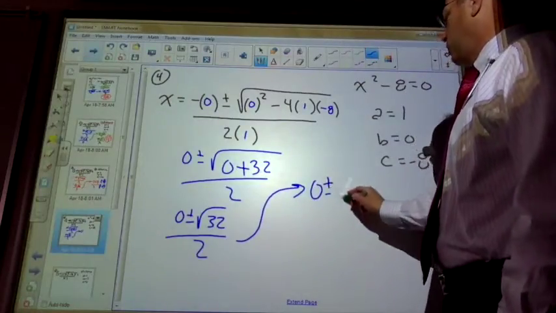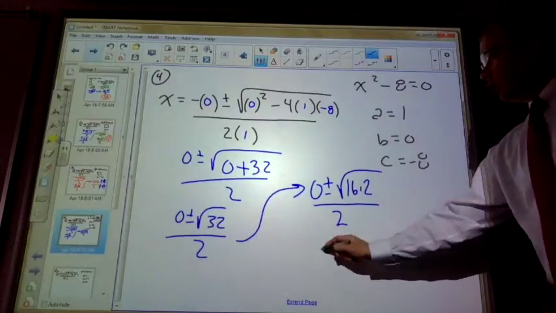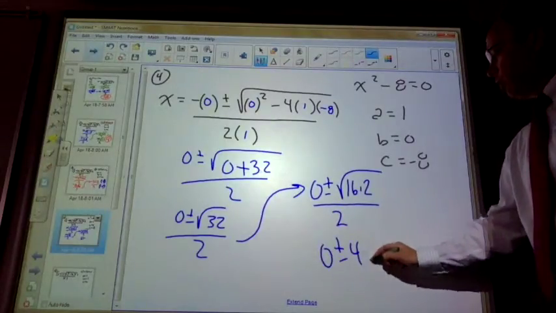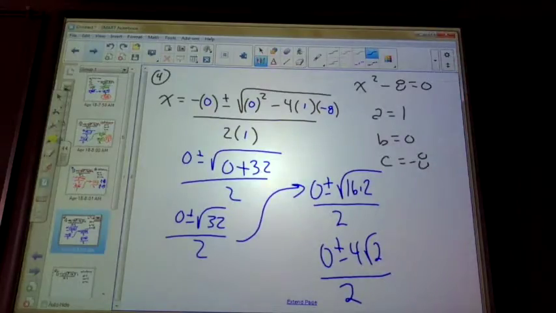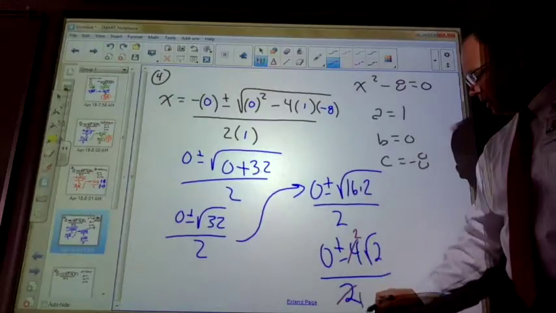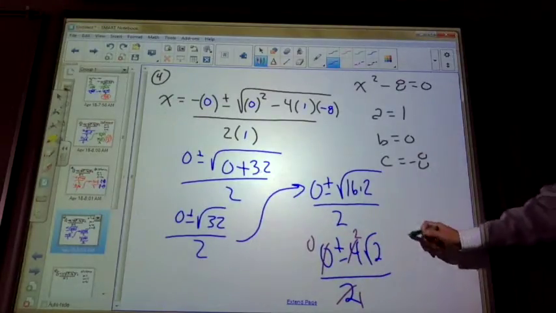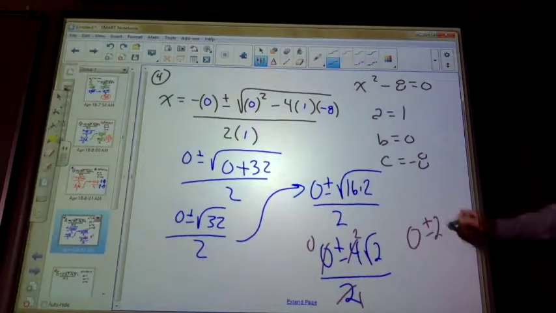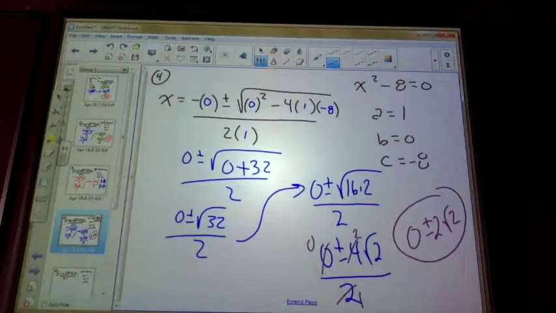0 plus or minus 16 times 2 all over 2, which gives me 0 plus or minus 4 square root 2 over 2. If you get to this point, you will earn 3 out of the 4 points. Why is that? Yeah, I can divide by 2. So this 2 goes into 4 twice. Goes once here. That's still just gonna stay 0, right? Yeah. So I get 0 plus or minus 2 square root 2 all over 1, or I could just keep it like that.